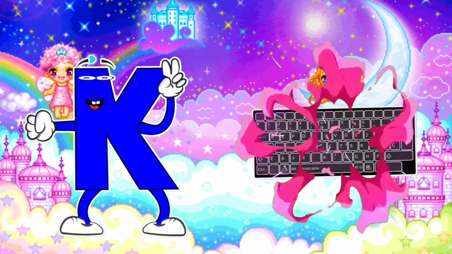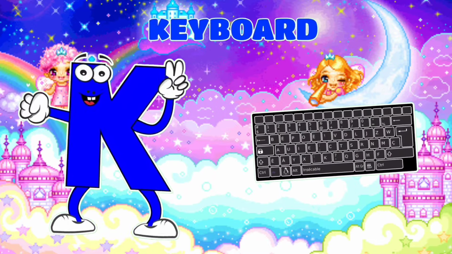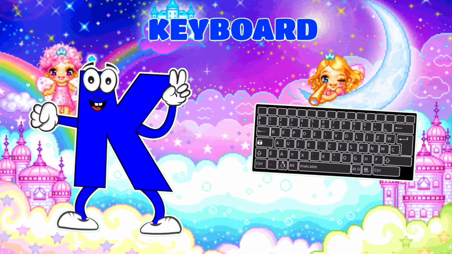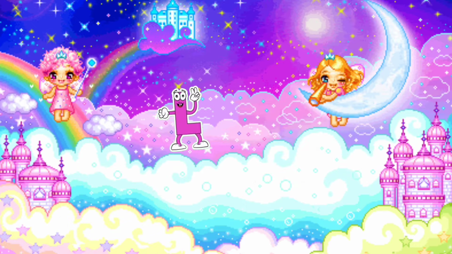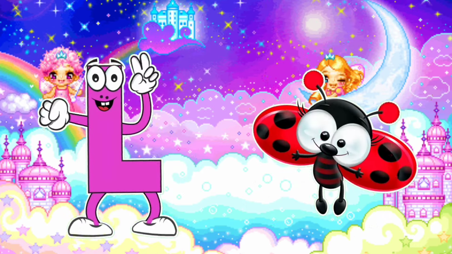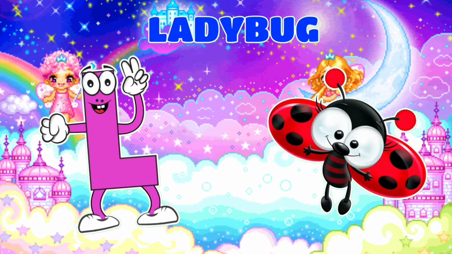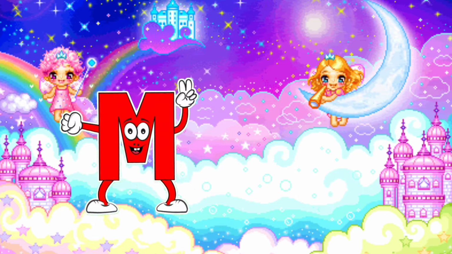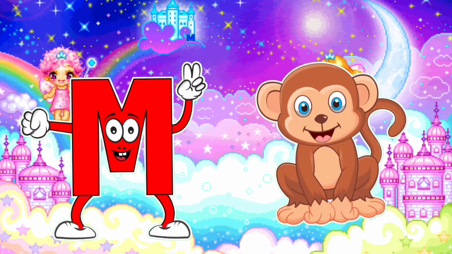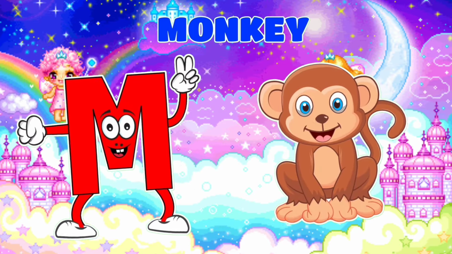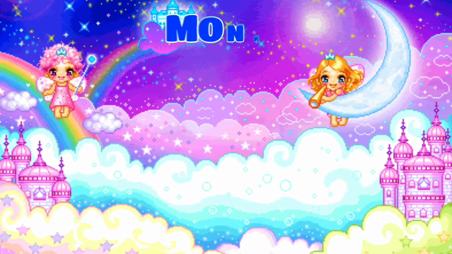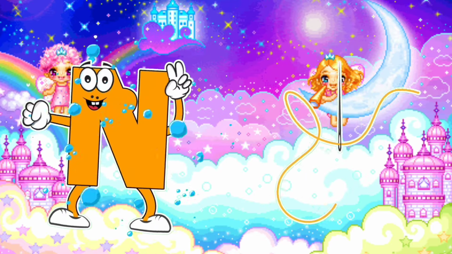K is for keyboard, keyboard, keyboard. K, keyboard. L is for ladybug, ladybug, ladybug. L, ladybug. M is for monkey, monkey, monkey. M, monkey. N is for needle.